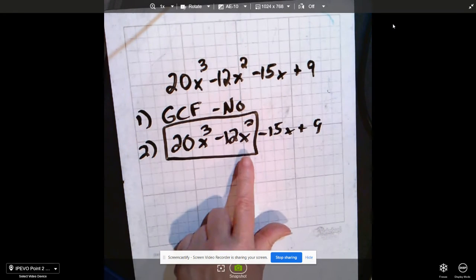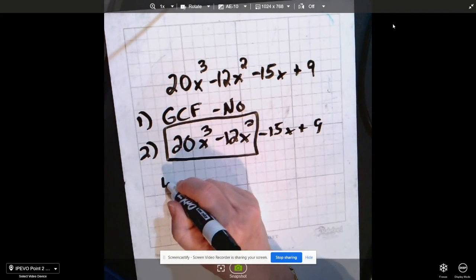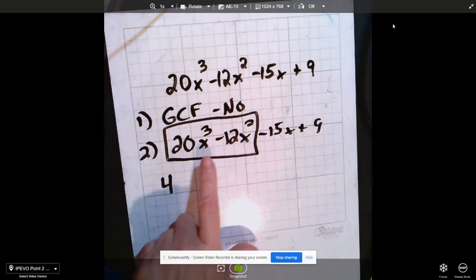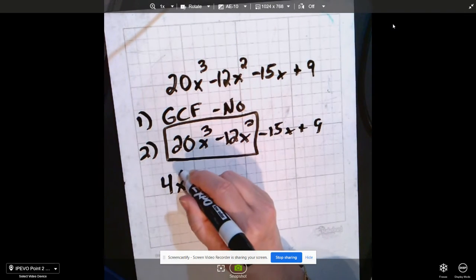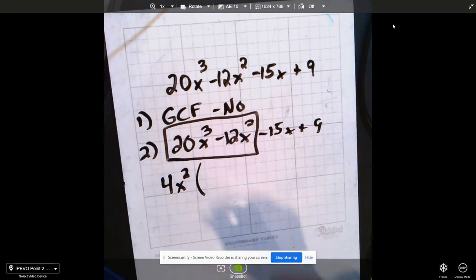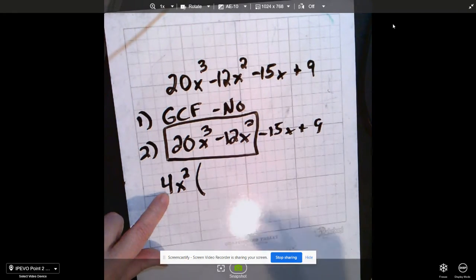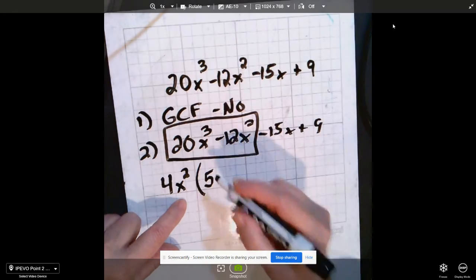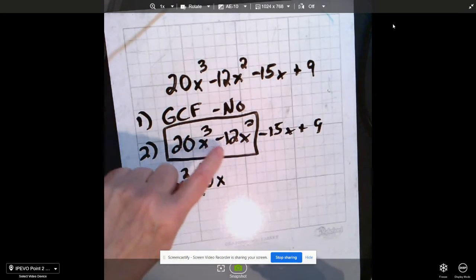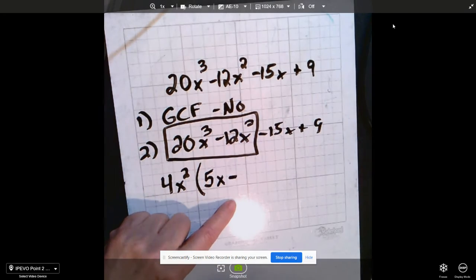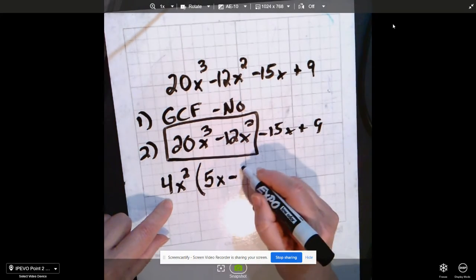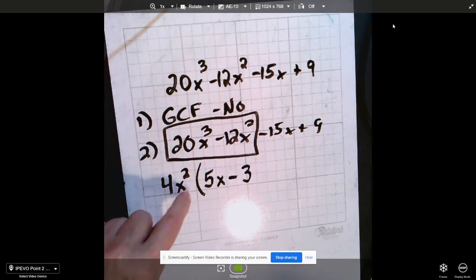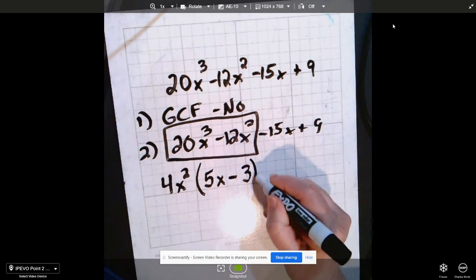Well, I could also take a 4 out. So I could take a 4 out of there. And between x to the 3rd and x squared, I could take out an x squared. So if I take 20 and divide it by 4, I'll get a 5. And if I have x to the 3rd divided by x squared, I'll get an x. This is a minus sign. This will be a minus sign. 12 divided by 4 will give me a 3. And x squared divided by x squared is just 1.